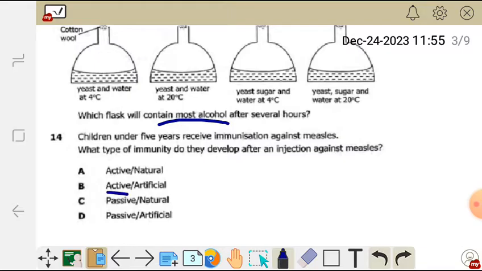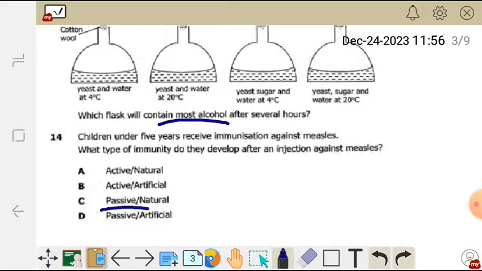Then active artificial. This is where you are vaccinated, you are injected with a dead bacteria, and then from there the body develops defense. Remember, an injection is artificial, it is man-made. But the one which is creating that defense is the body. The body is actively creating antibodies against that dead bacteria which has been injected as a vaccine in your body. So that is active artificial.